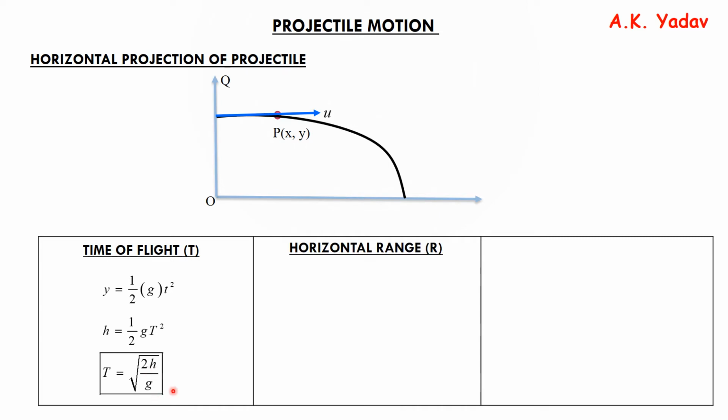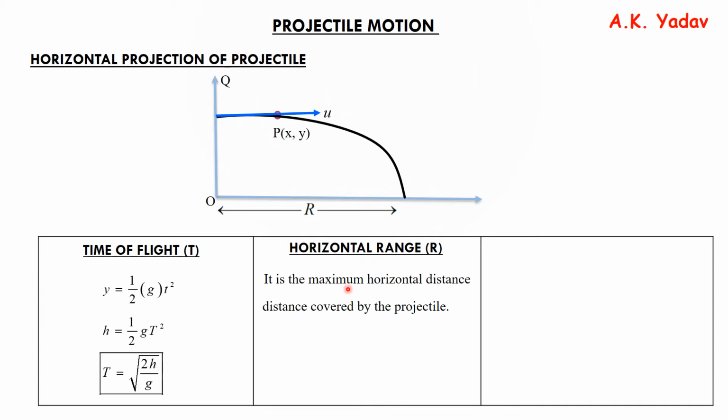The second thing we need to find is called the horizontal range. It is the maximum horizontal distance covered by the projectile. So this is the horizontal range. Now horizontal range is a distance, so we can write R is equal to u into T. We put the value of T and we get R is equal to u under root of 2h by g.